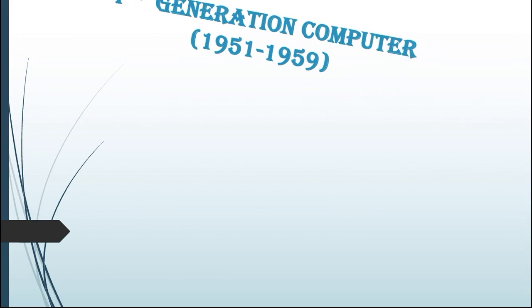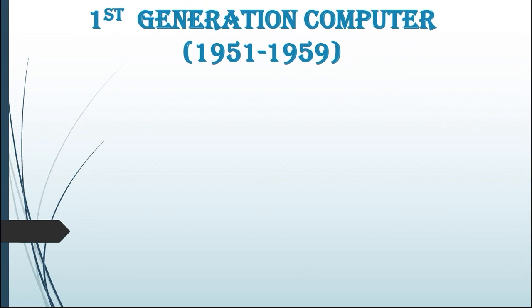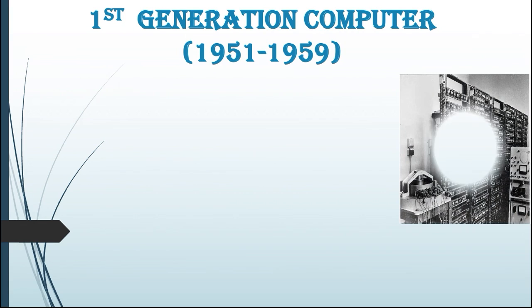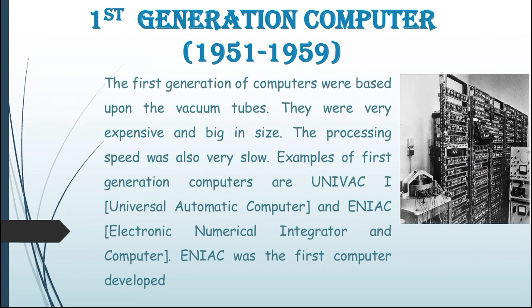So first of all, we'll have the first generation of computer, which was from 1951 to 1959. It was the generation of vacuum tubes. They were very expensive and big in size. The processing speed was also very slow. Examples of first generation computers are UNIVAC, Universal Automatic Computer, and ENIAC, Electronic Numerical Integrator and Computer. ENIAC was the first computer developed.